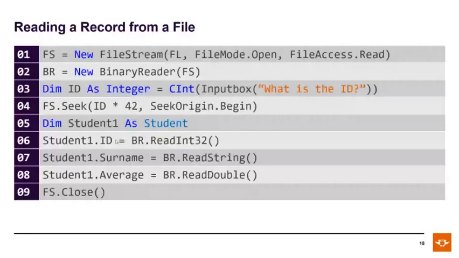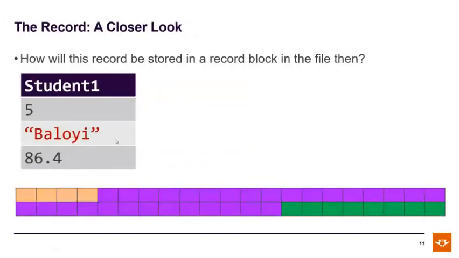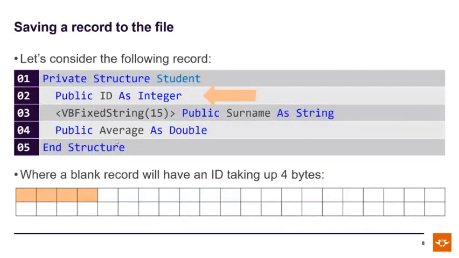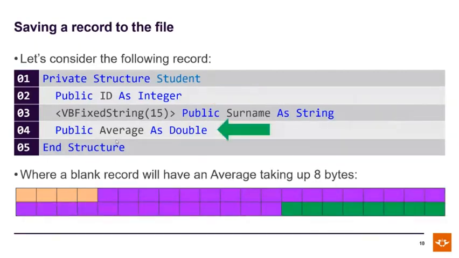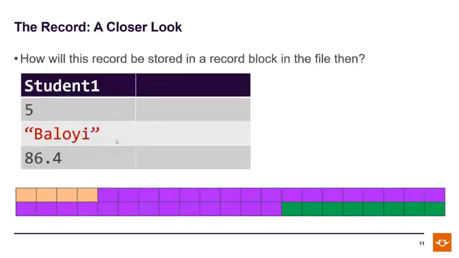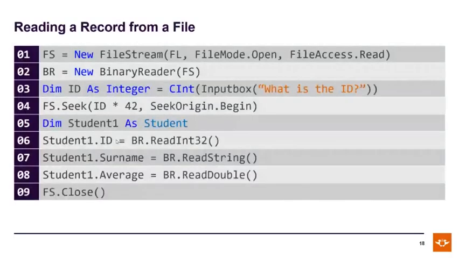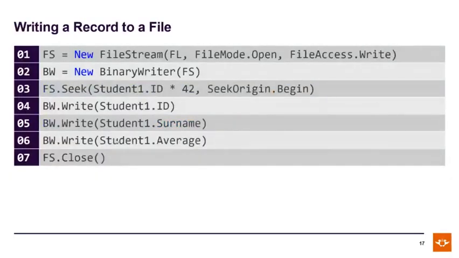So if you look at the data structure, the data structure for our student is an integer, a string, and a double. Now, when we write the information, we just write it and it will write in those formats. So you'll have write ID, you'll have write surname and write average, and that will write it as an integer, that will write it as a string, and that will write it as an average.